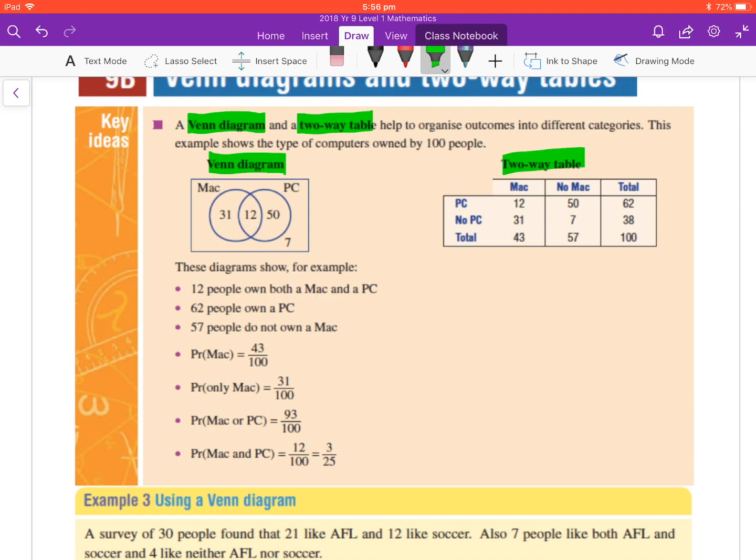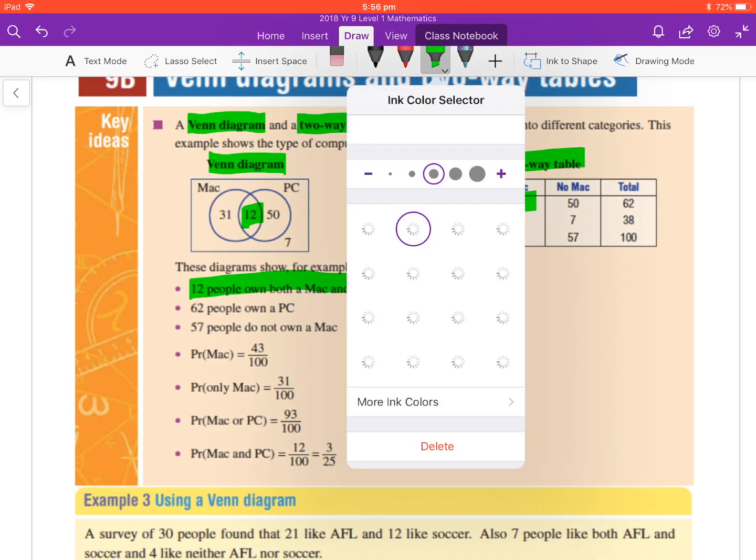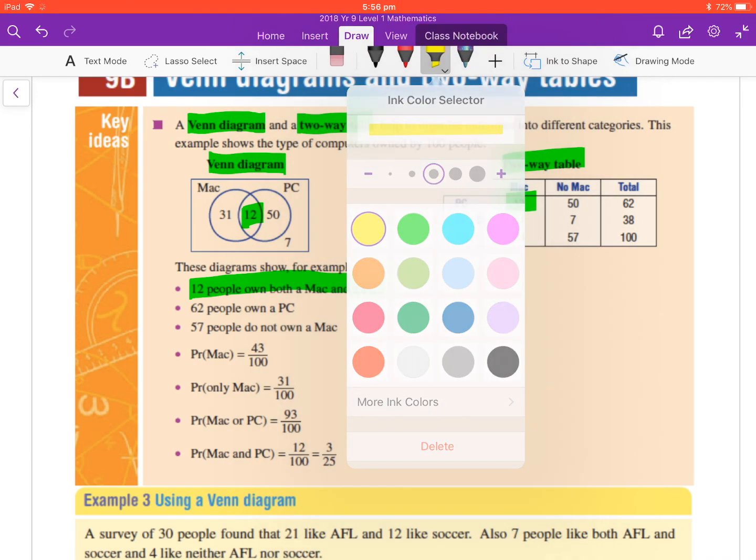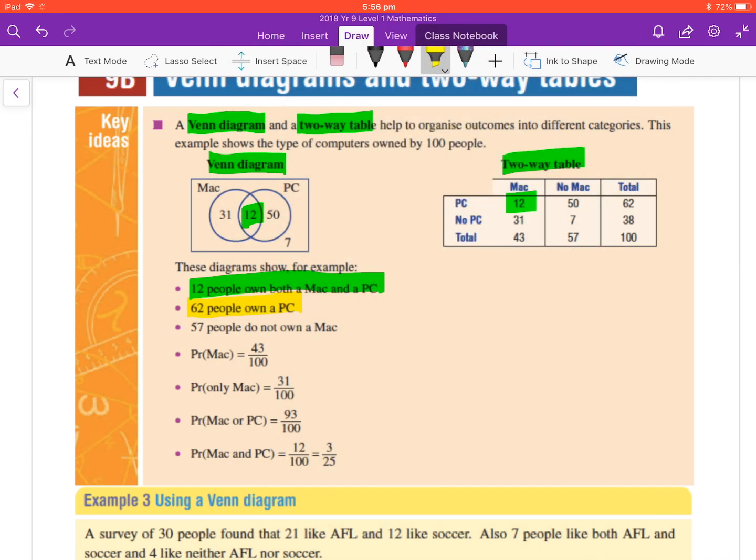So both of these diagrams show that there's 12 people that own both a Mac and a PC, and that's where that middle bit is, okay? And that's where that is. Then it's saying that there's 62 people that own a PC. Now bear in mind that this is combining the people who, they didn't use the word only, and that's where you just need to be very careful with this topic, is that it includes the people who also own a Mac, so hence how they get the answer of 62, and that's where that answer comes from in the table.